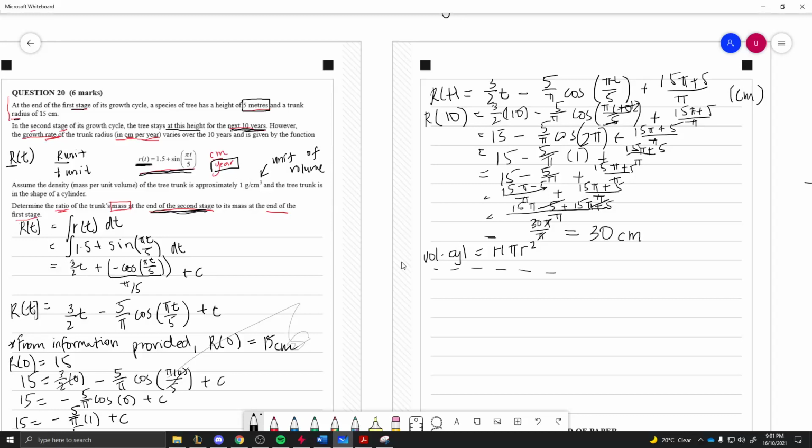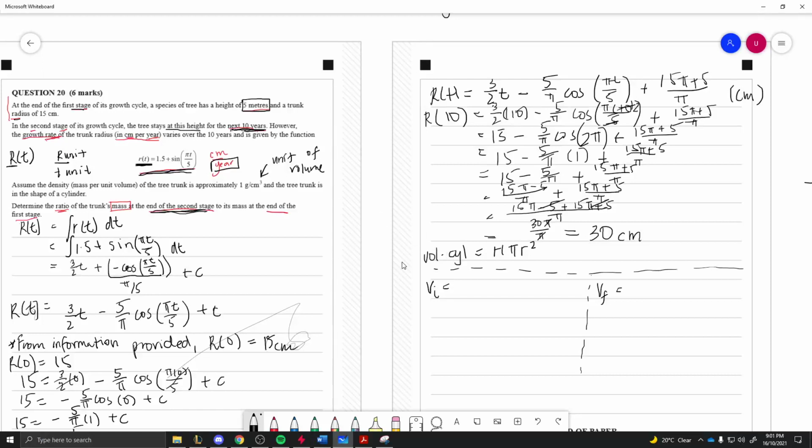So now let's divide this into 2 sections. And let's call it capital V initial, so after the first cycle, and then V final. So this is going to be after the second cycle. So initial is going to be first cycle, final is going to be second cycle. So for the initial, it tells us a height of 5 meters and a trunk radius of 15 centimeters.